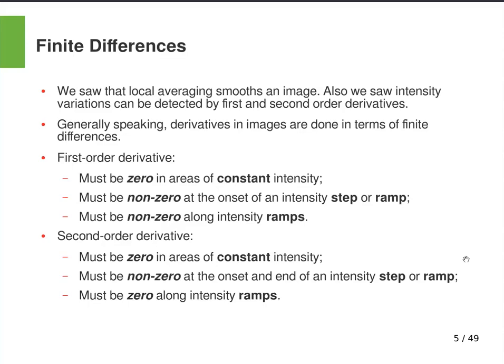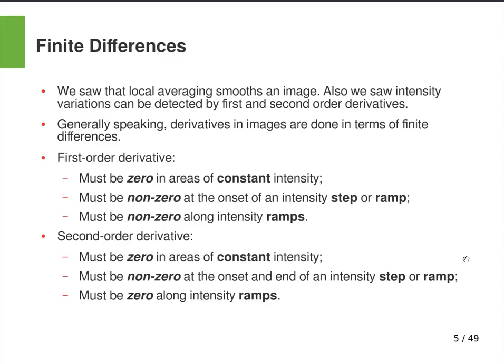So we saw that by doing local averaging we can smooth an image. On the other hand, we saw that intensity variations can be detected by first or second order derivatives. Generally speaking, derivatives in images are done in terms of finite differences, because in images we have a discrete domain. So the derivative can be estimated in the discrete domain by finite differences.